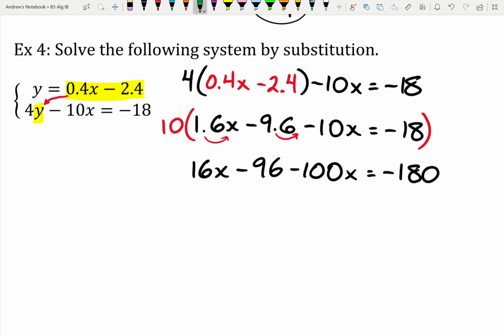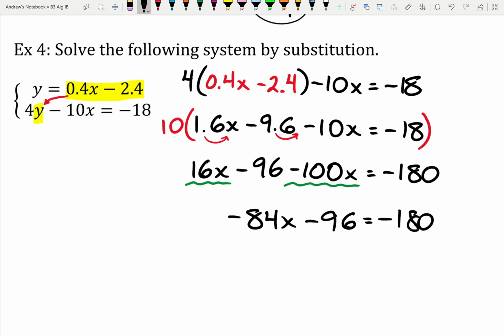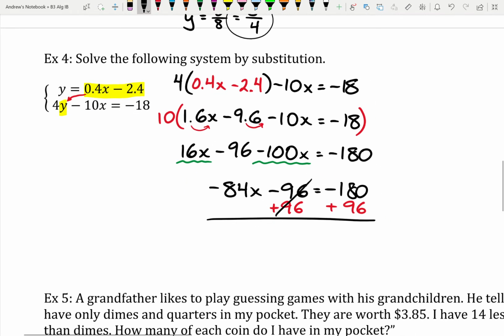If you wanted to do it the regular decimal way, you should hopefully end up with the same answer here. So I've got some like terms: 16x minus 100x on the same side. So 16 minus 100 is negative 84x. We've got that minus 96 equals negative 180. Because all my x's are over on the left, I need to move all my other numbers, that 96, over to the right. So if I add that, I'll knock it out from over there. We've got negative 84x equals, and on the other side we get negative 84. Wow, that came out pretty nice.